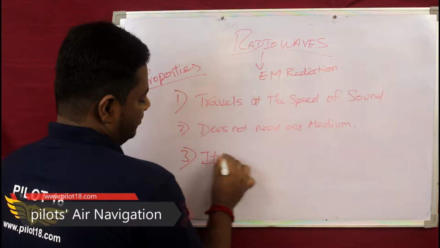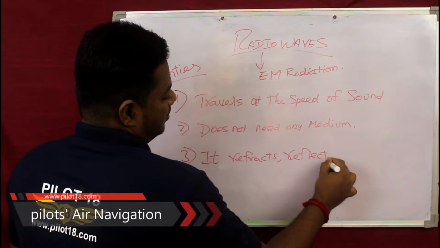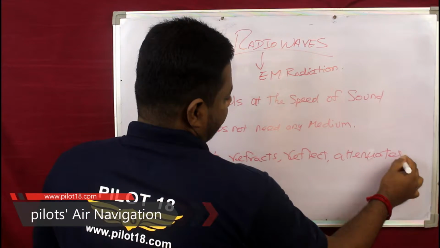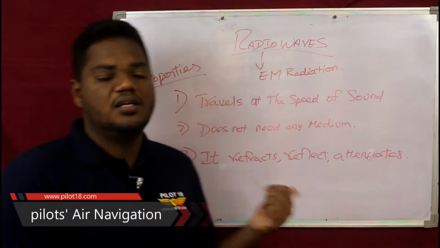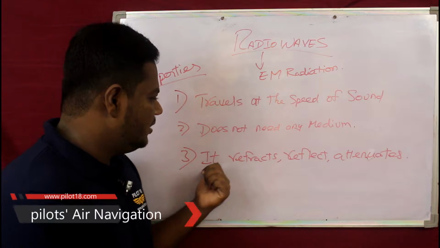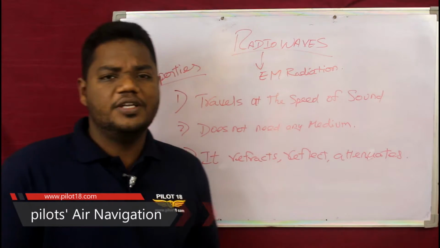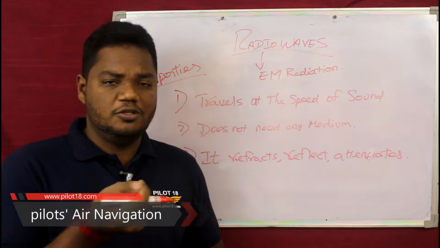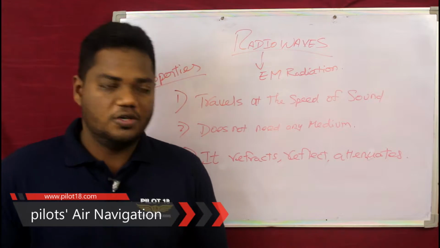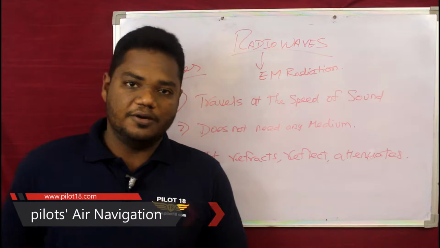So it refracts, reflects, attenuates. Okay, it's like light. Light refracts, reflects and attenuates, where attenuates means loss of power. So when you have a torch light and you switch it on, the light can go only until a certain distance, depending on the power of the lamp. Likewise, radio waves also can travel up to a certain distance, depending on the power of the wave.